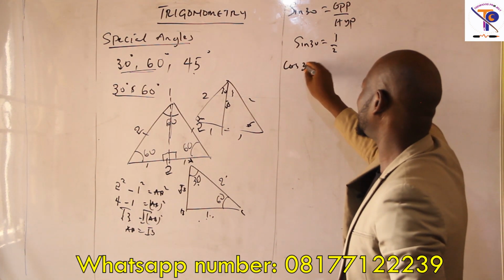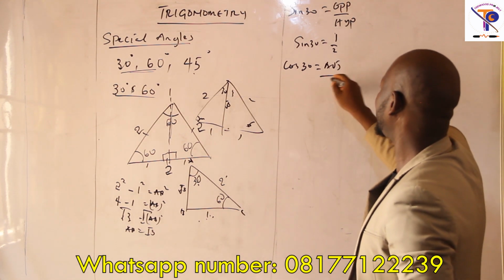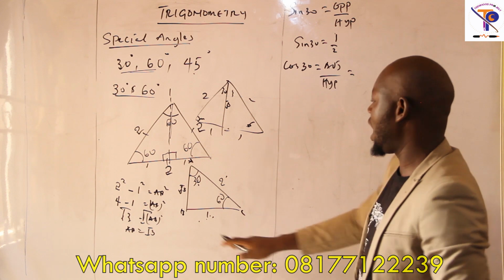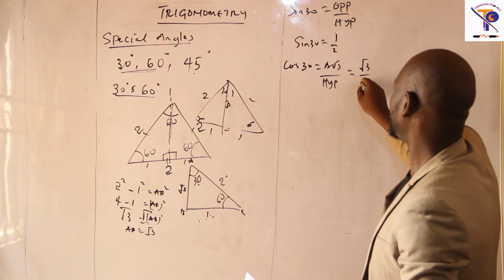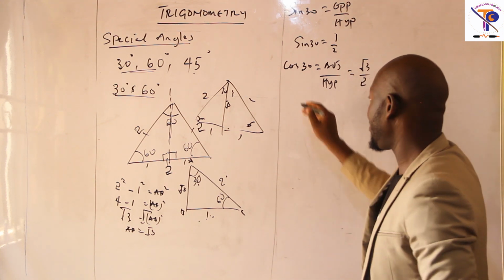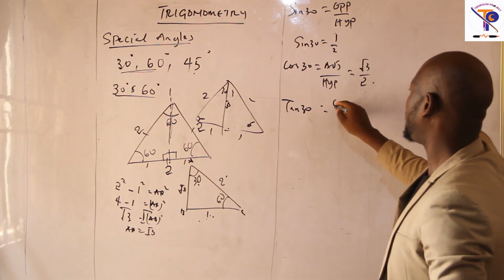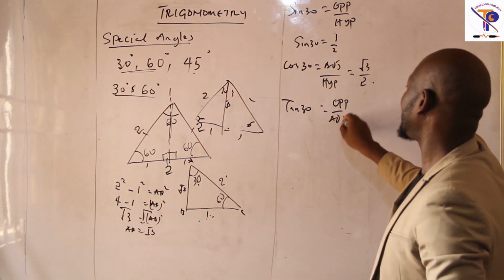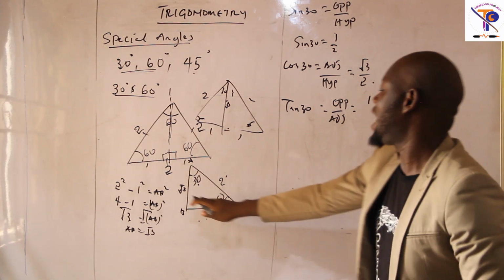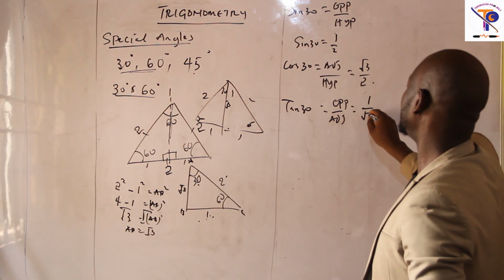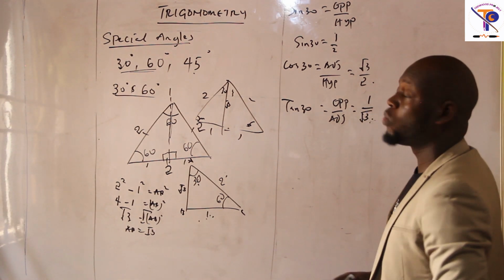So our cos 30 is going to be, don't forget, cos is adjacent over hypotenuse. So adjacent here is root 3 and our hypotenuse is 2. So that is that. And our tan 30 now will give us opposite over adjacent, that is TOA. So we have opposite to be 1 and adjacent to be root 3. So let's have this at the back of our mind. This is what it is.